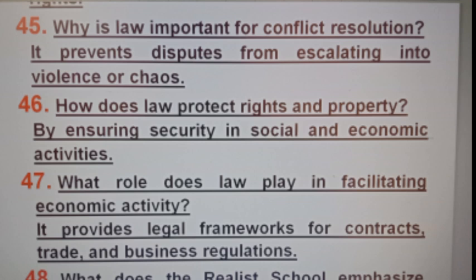Why is law important for conflict resolution? Law prevents disputes from escalating into violence or chaos. How does law protect rights and property? By ensuring security in social and economic activities.